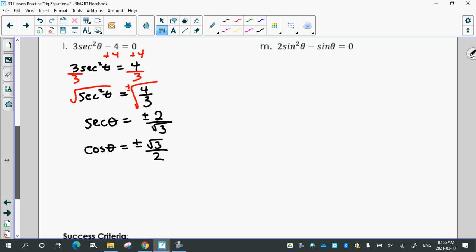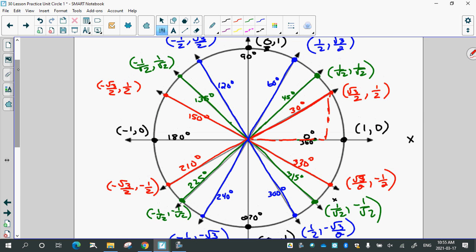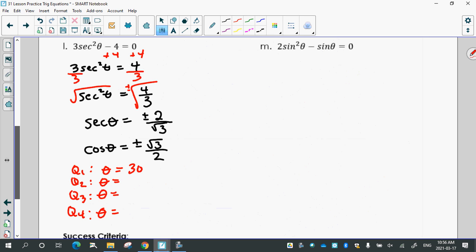So the CAST rule will say that you're going to have an answer in all 4 quadrants. So you're looking for an x value of either positive root 3 over 2 or negative root 3 over 2. Positive root 3 over 2 is at 30 degrees. They should all be the red ones: 30, 150, 210, and 330. Okay? Everyone okay with that one?